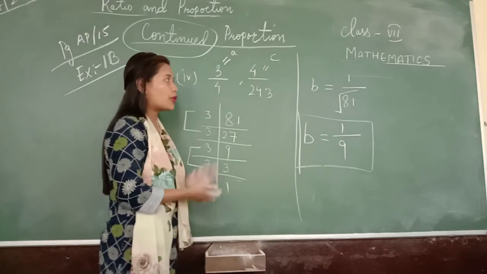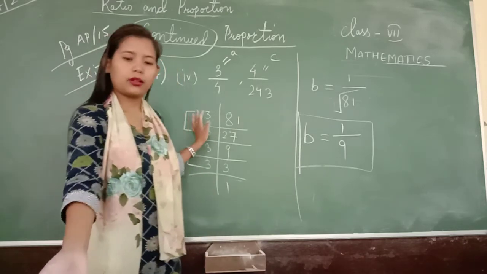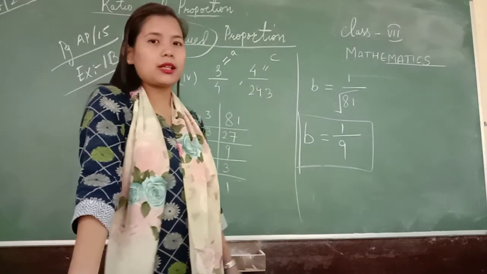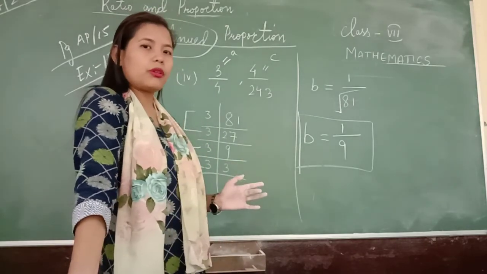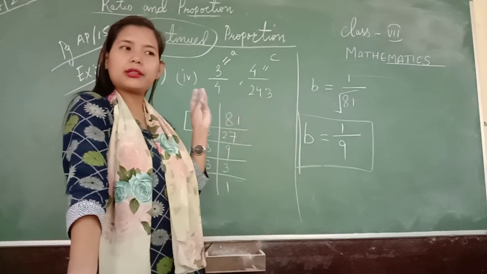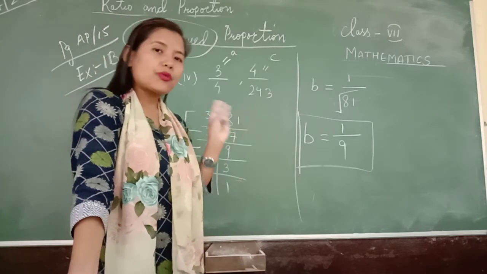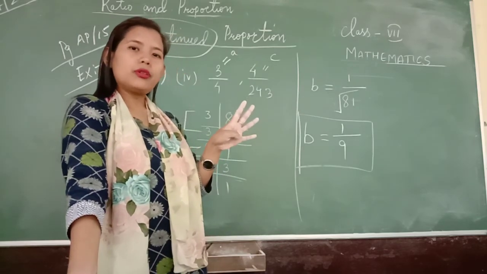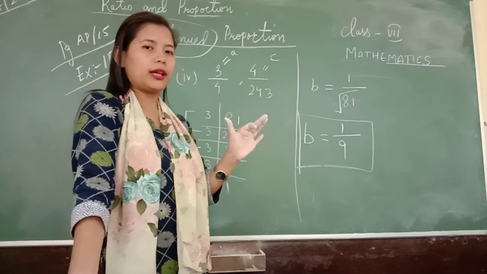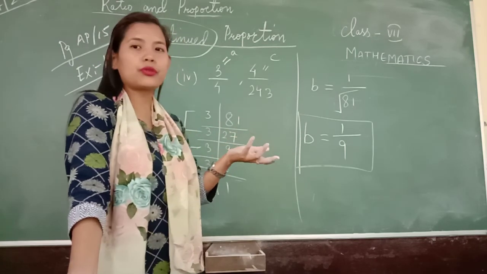With this, our chapter gets completed. Our ratio and proportion is completed. We have learned what a ratio is, how to compare a ratio, what the types of ratio are, how to divide a number in a given ratio, and proportion. I hope it is clear to you all.